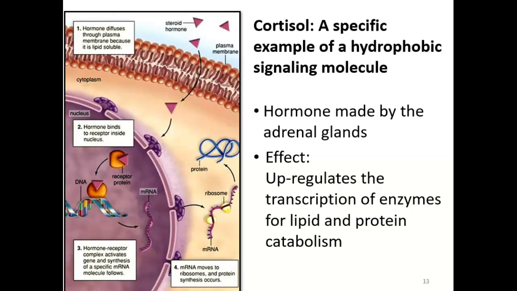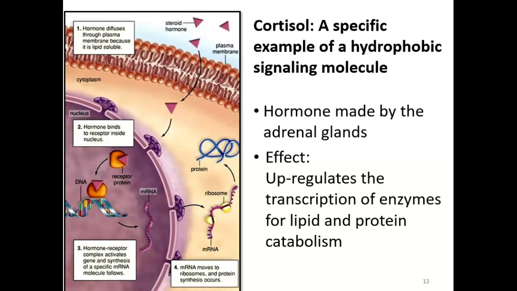So if you think of cortisol or cortisone as a stress hormone, what's going to happen is your body's going to start breaking down lipids and proteins. To do that, the enzymes have to be made to break down lipids, to break down proteins. So cortisol, and the picture is a pink triangle or purple triangle, passes through the membrane, all the way across the cytoplasm, in through a pore or across the nuclear membrane into the nucleus, and it binds to the receptor molecule, which is kind of orange, the receptor protein, it says.